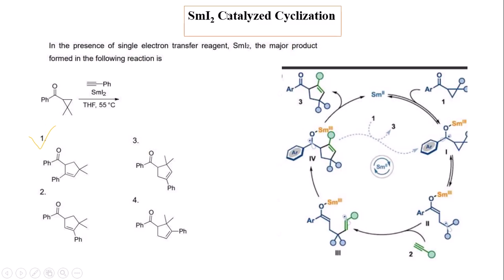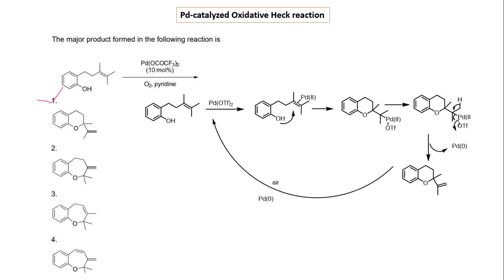This is the samarium catalyzed cyclization reaction, where the cyclopropane intermediate can be broken to give the radical, and consequently added to the alkyne system, and the addition always takes place at the less substituted end of the alkynes, and produces this radical intermediate 3, and this radical intermediate undergoes condensation, and followed by the oxidation, we get the substituted cyclopentene system, and hence option 1 is the correct option for this reaction. Next is the oxidative Heck reaction.